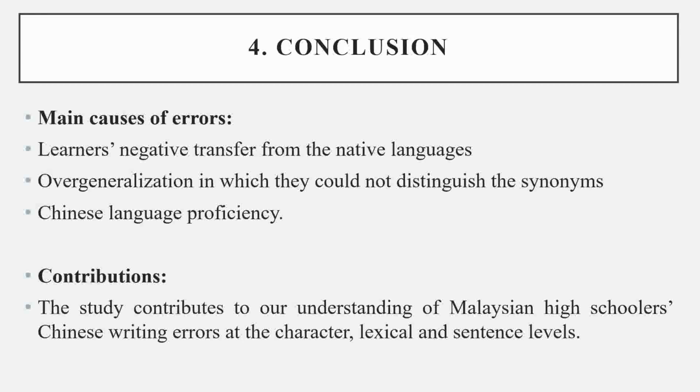The main causes of errors can be divided into three aspects. First is learners' negative transfer from their mother tongue. The second is overgeneralization, in which they could not distinguish the synonyms. The last is due to their Chinese language proficiency. And this study contributes to our understanding of Malaysian high schoolers' Chinese writing errors at the character, lexical, and sentence levels, which is more comprehensive.